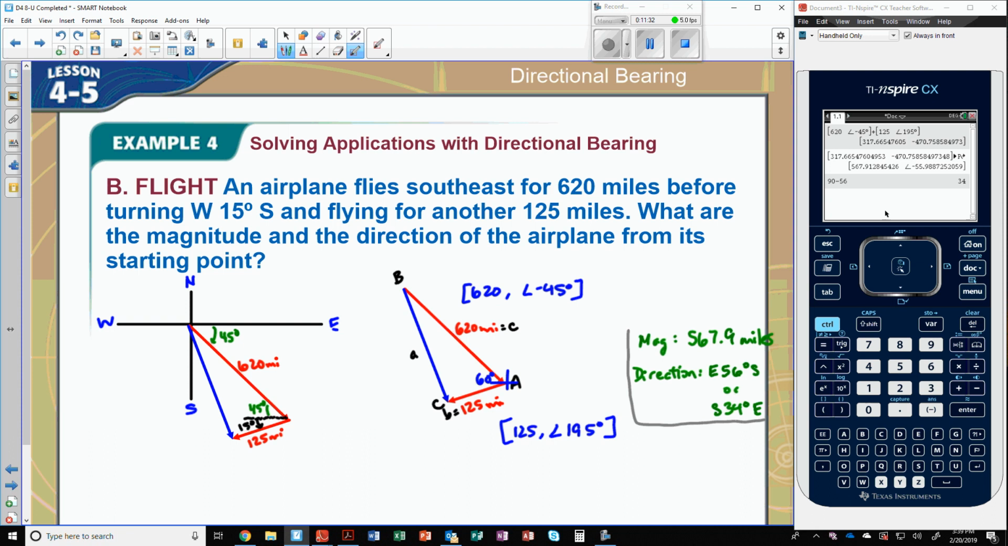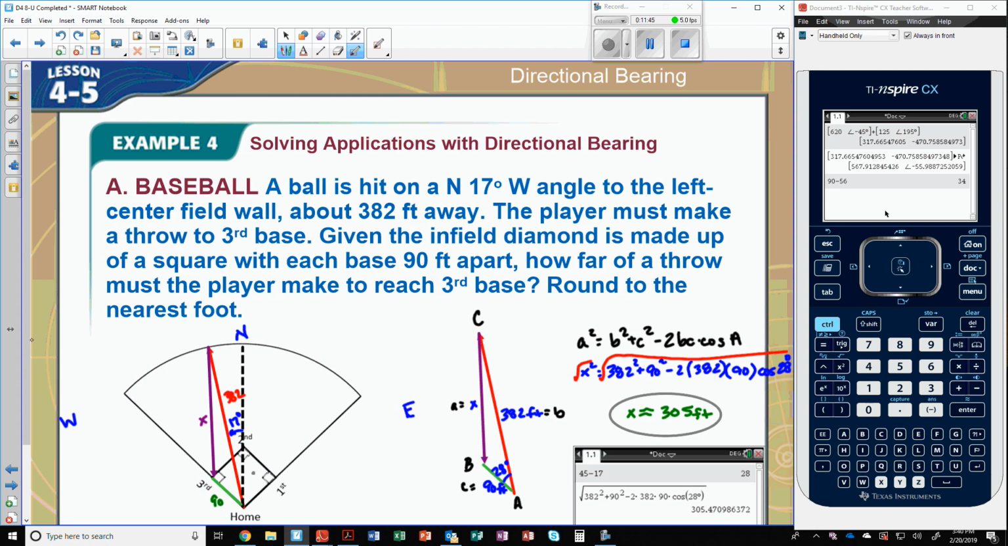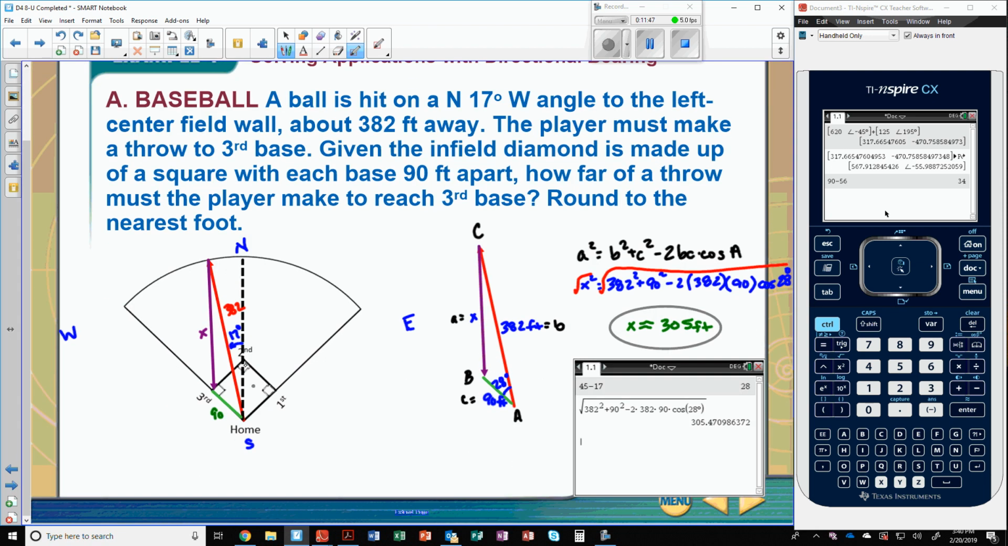Now, as I was mentioning a second ago, I could solve this using law of cosines, just like I did the previous problem. But this is probably an easier way of doing it with vectors. So let me go back over here and show you how on this one we use law of cosines. Let's see how we could do it with vectors. This ball was hitting 17 degrees past north. Well, north represents 90 degrees. So it traveled 382 feet at an angle of 17 plus 90, which is 107 degrees.